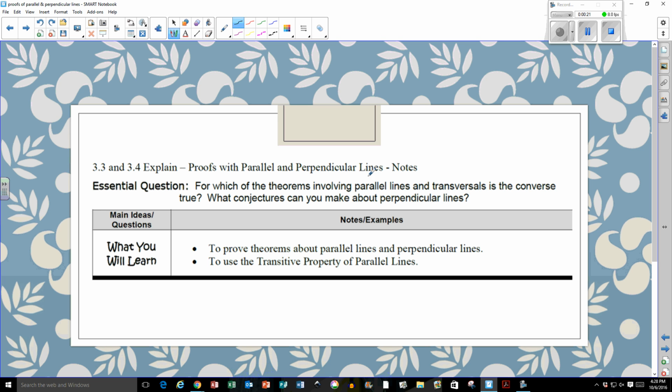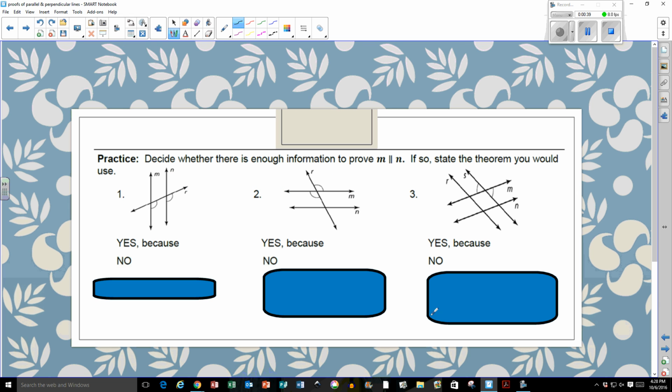For which of the theorems involving parallel lines and transversals is the converse true? And what conjectures can you make about perpendicular lines? So we're going to prove theorems about parallel lines and perpendicular lines, and we're going to use the transitive property of parallel lines. So first off, decide whether there is enough information to prove that M is parallel to N, and if so, state the theorem we used.